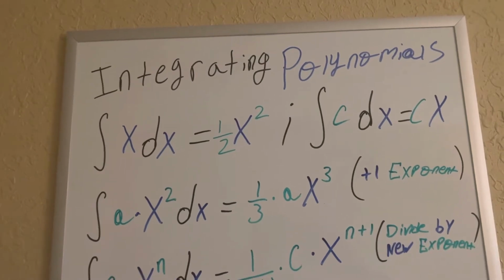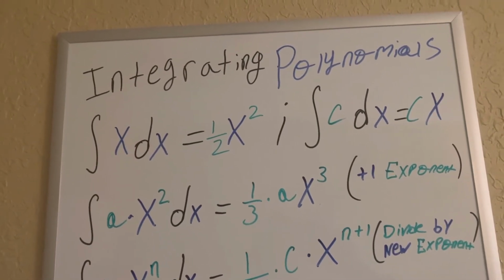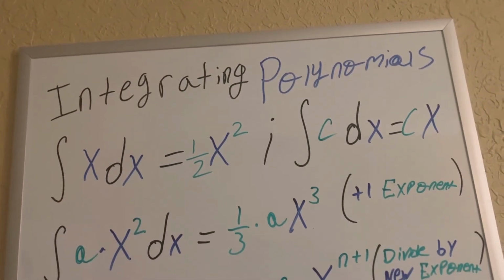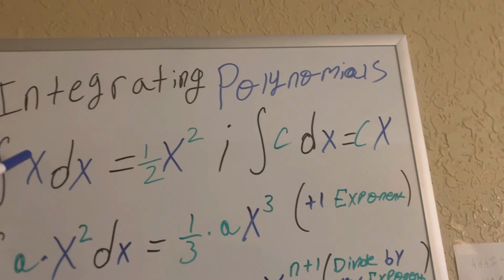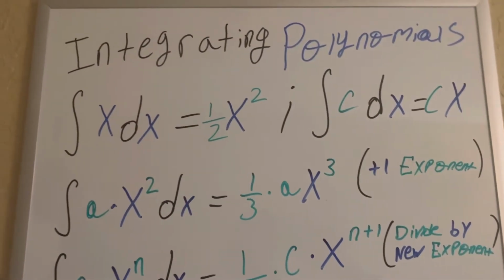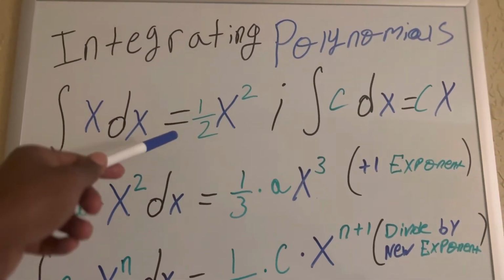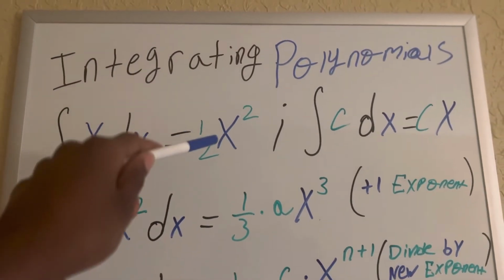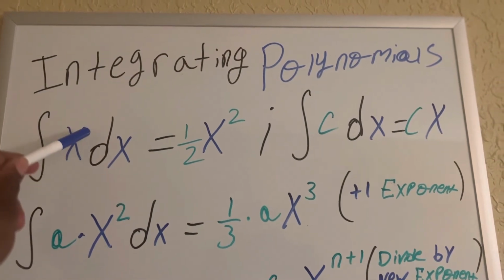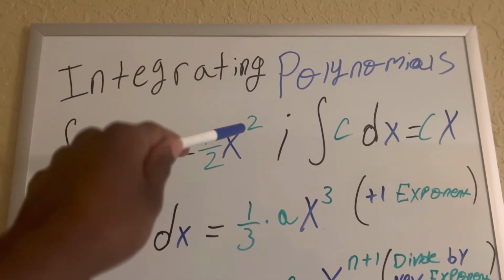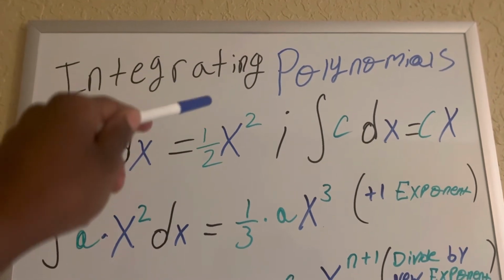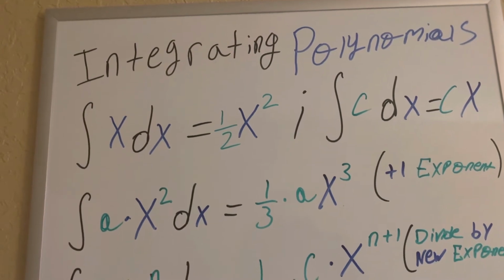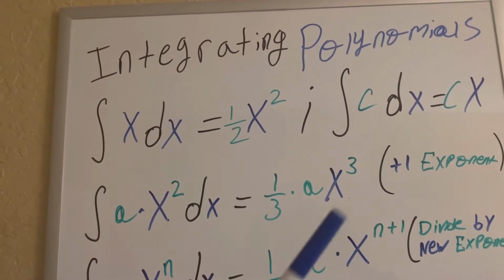To integrate a polynomial like x, the integral of x dx, the only thing you need to do is look at the exponent on your x term, increase it by 1, and then multiply by 1 over that new exponent. So the integral of x dx is: you increase the exponent by 1, so 1 plus 1 gets you 2, and you multiply by 1 over 2 times x squared. And the integral of a constant term is just that constant times x.